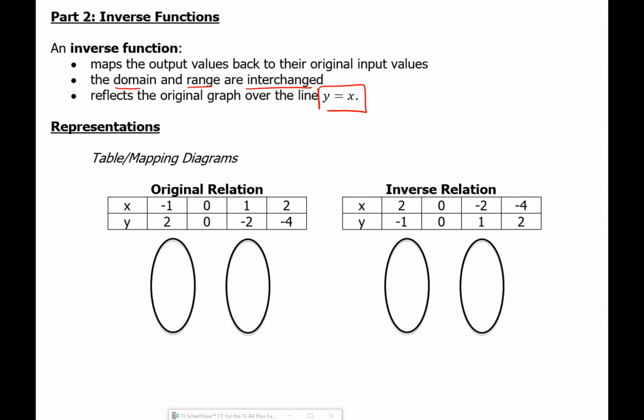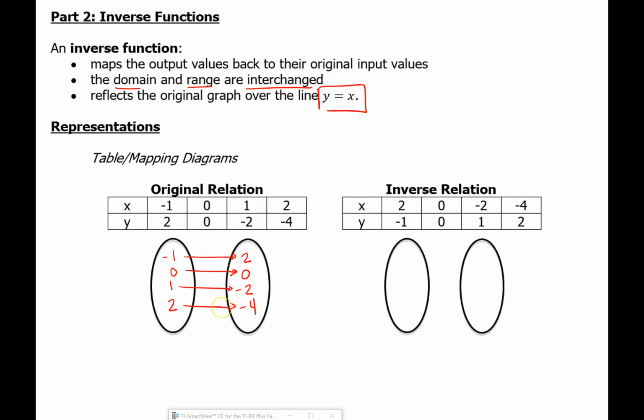So let's look at a table and a map first. You're given a table for this original relation. Let's go ahead and draw that as a map. So let's put the x values in our domain, and let's put the y values over here in our range. And then let's map, meaning let's draw all of the arrows. So -1 goes to 2, 0 to 0, 1 to -2, and 2 to -4.